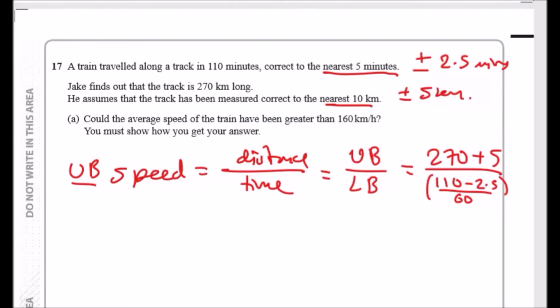So let's see what that gives you. 270 plus 5, over 110 minus 2.5 over 60. Oh, so the answer is no. Actually, the greatest speed he could have achieved, according to this, is 153 point, let's just round up, 488 dot dot dot kilometers per hour. So the answer is no.